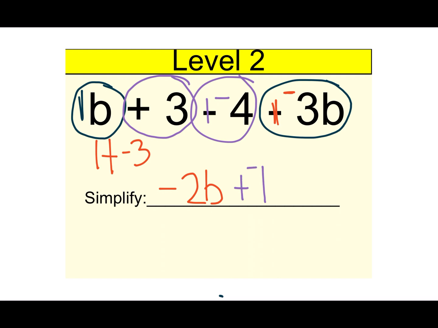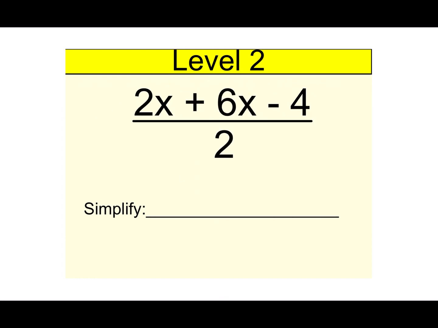The answer is negative 2b minus 1, or negative 2b plus a negative 1. Either one of those works. Okay, next we're going to do one that's a little bit harder. We have a fraction here.